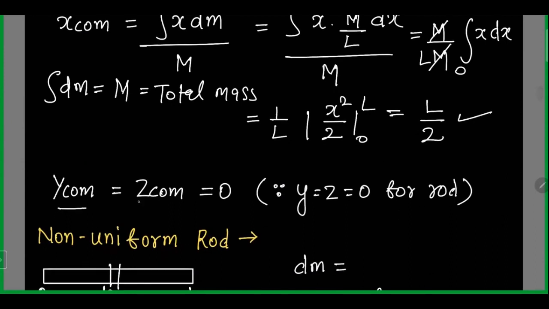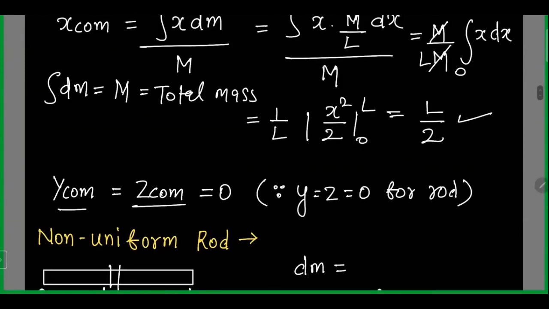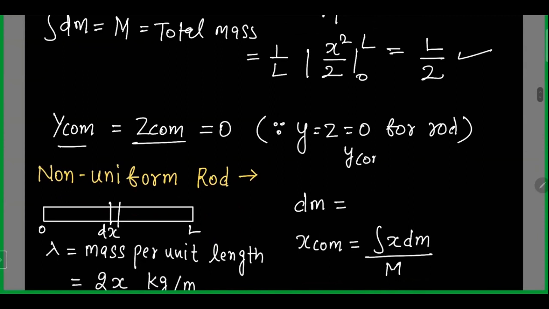What about y center of mass and z center of mass? It will be 0. Why? Because the rod is along the x-axis. It means the y and z of the rod are 0. So if you put y and z as 0 here, what is your y center of mass? Y center of mass is the integration of y dm, and if you put y as 0, your answer is also 0. Similarly for z_cm. So your y_cm and z_cm are 0, which is a very good answer, because we know if the rod is along the x-axis, then the center of mass will also be along the x-axis. Okay, so that is about the uniform rod.